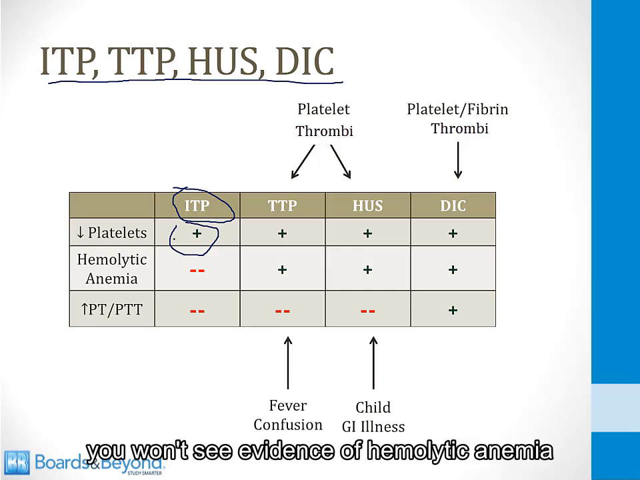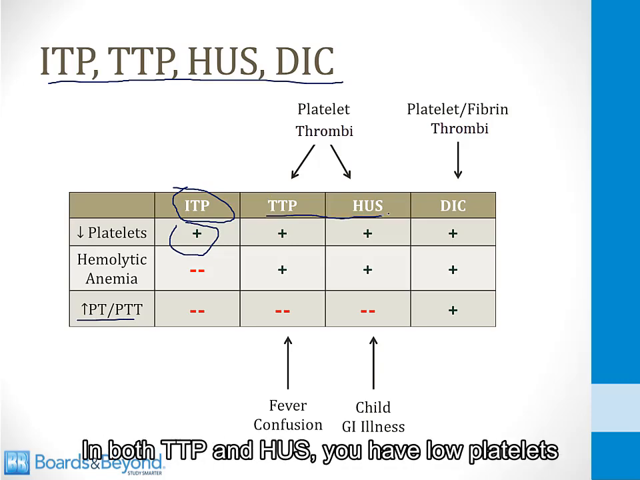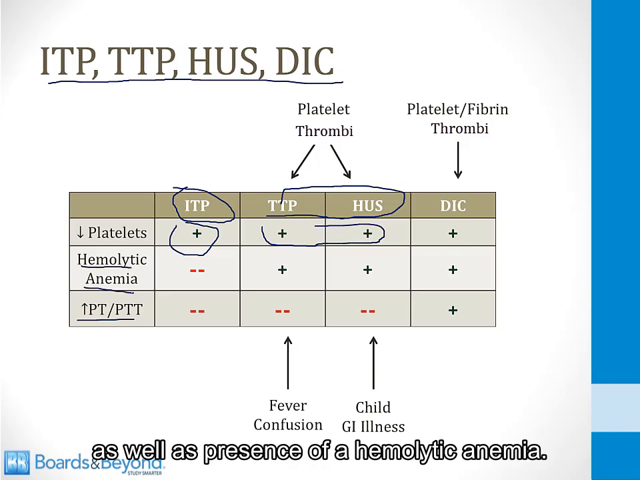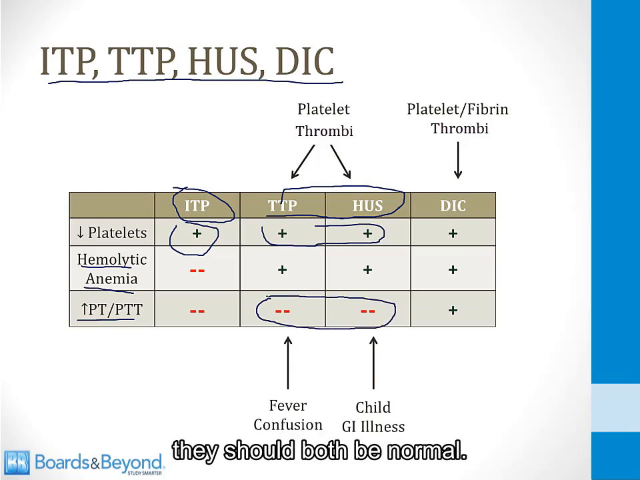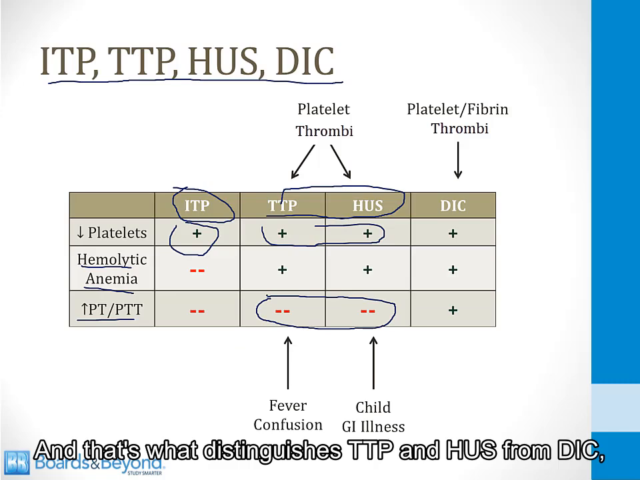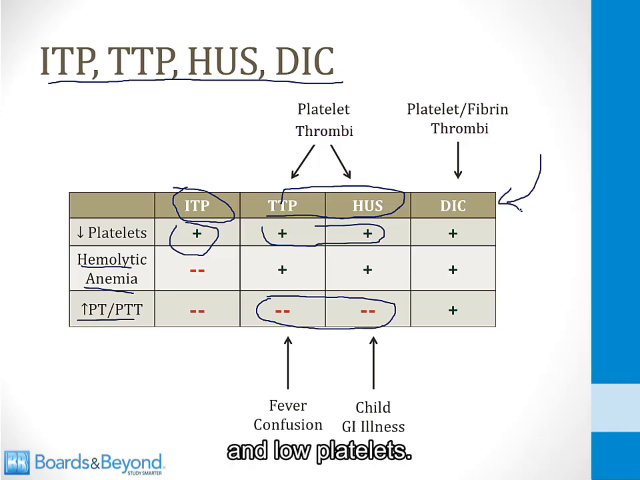You won't see evidence of hemolytic anemia, and the coagulation test will be completely normal. In both TTP and HUS, you have low platelets as well as presence of a hemolytic anemia. You should not, however, see prolongations of the PT or PTT. They should both be normal, and that's what distinguishes TTP and HUS from DIC, which can also have evidence of hemolytic anemia and low platelets.